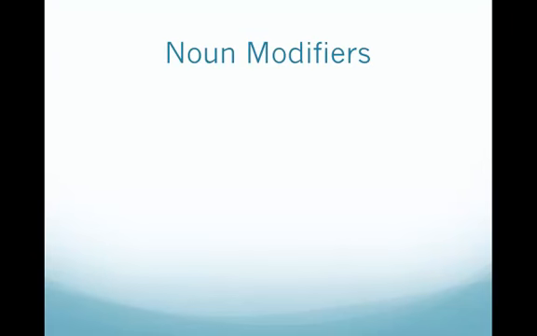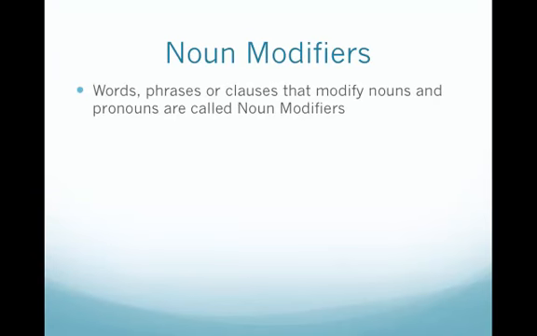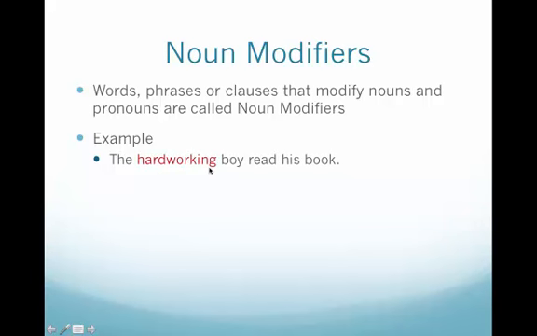Next, we move to what are noun modifiers. Words, phrases, or clauses that modify nouns and pronouns are called noun modifiers. For example, the hardworking boy read his book. The word hardworking is an adjective that modifies the word boy.